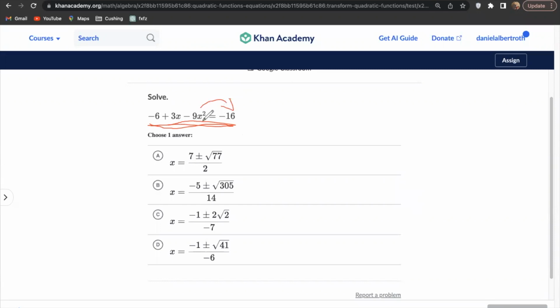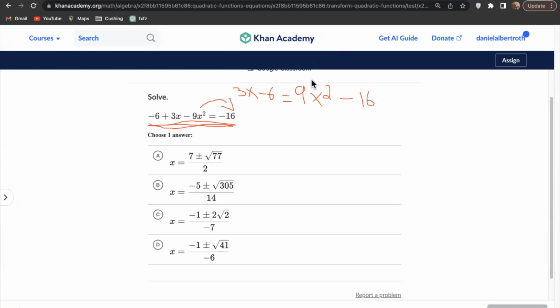So I'm going to add 9x squared to both sides. I'm going to have 9x squared, and I'm on the right side now. So I have 9x squared minus 16. And on the left side, I would have 3x minus 6, instead of -6 plus 3x, same thing.